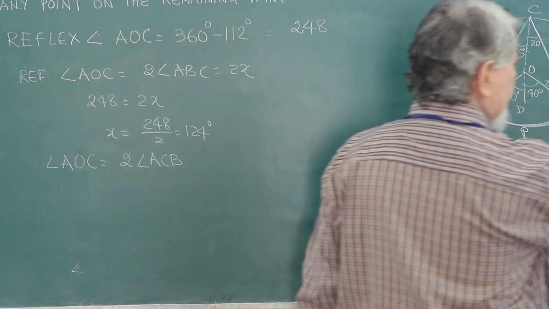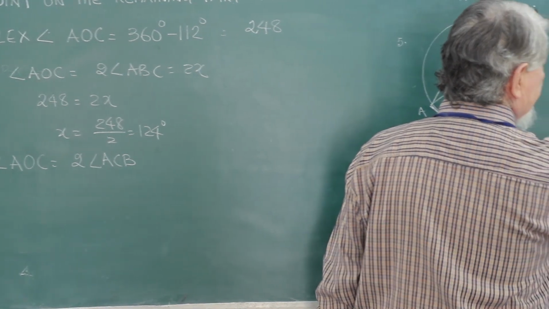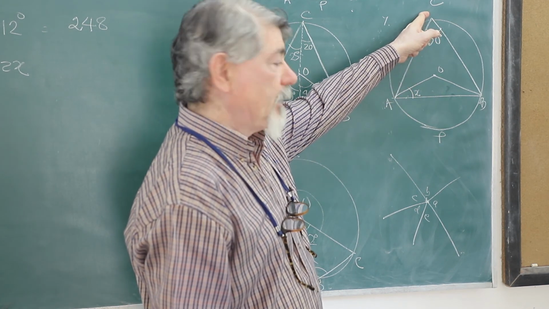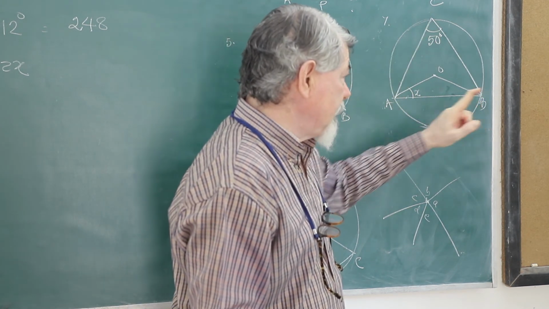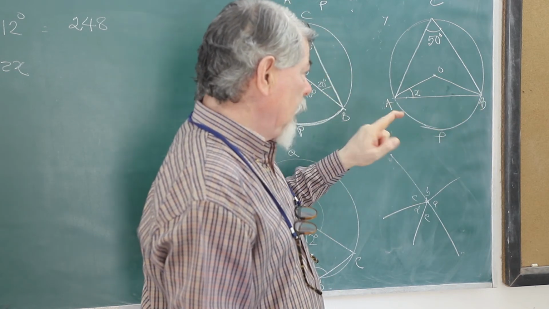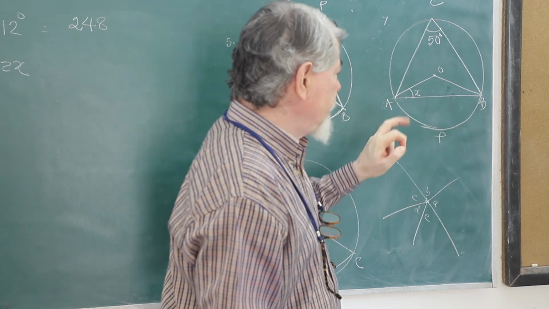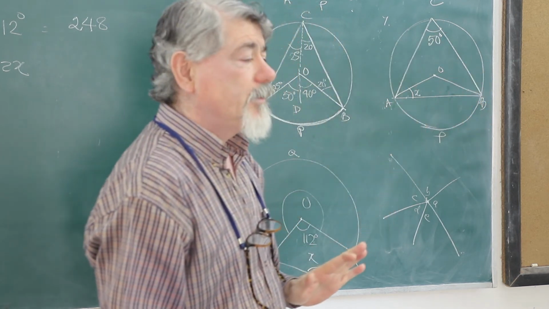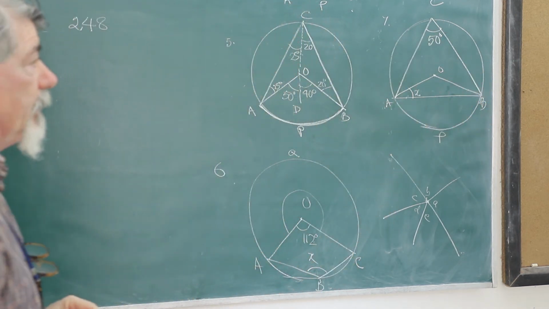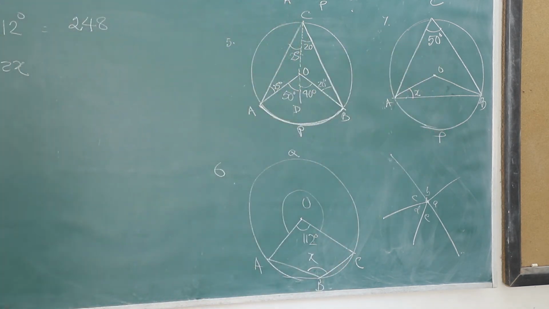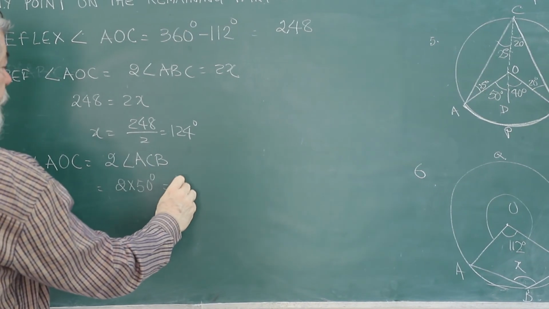Which is the arc? Let me take a point P. APB is a minor arc. C is on the major arc. So APB is minor arc. Minor arc is subtending angle AOB at the center, and the same arc APB is subtending angle ACB at the circumference. So what is the relation? Angle at the center is double the angle at the circumference. So it is 2 into 50, that will come out to be 100.